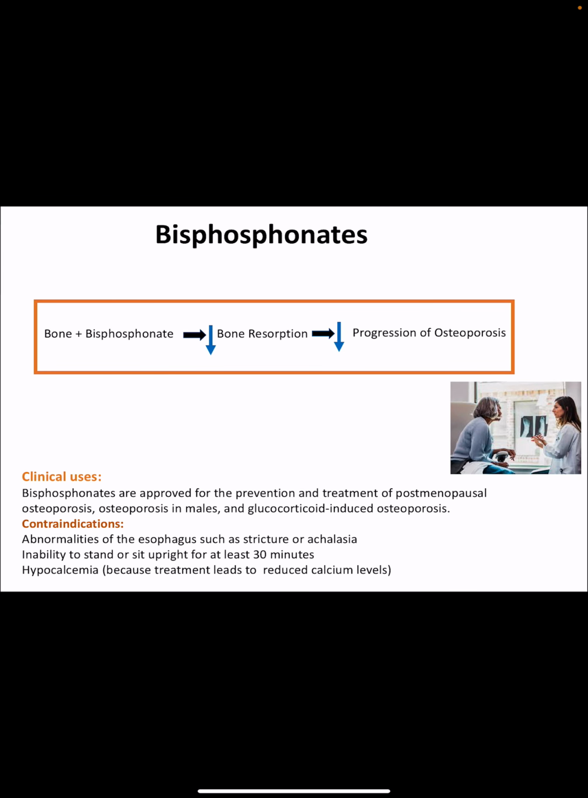People with hypocalcemia, because this will lead to hypocalcemia, so this will make things severe, okay? People who have issues with the esophagus, because it causes irritation. So people with a stricture, achalasia is another name, or a deformity in the esophagus, you can't swallow it. Then you move to the parenteral form. Zoledronate can be given parenterally, ibandronate can be given parenterally, and so on and so forth.